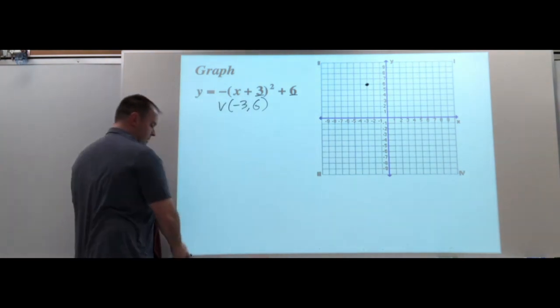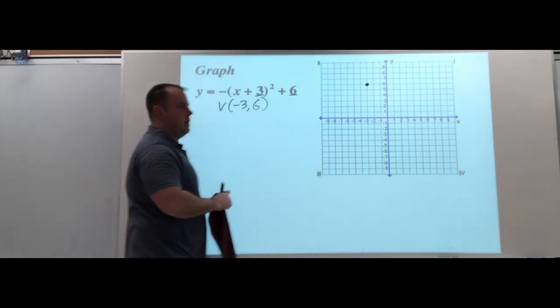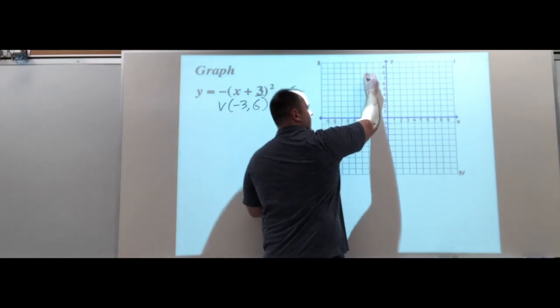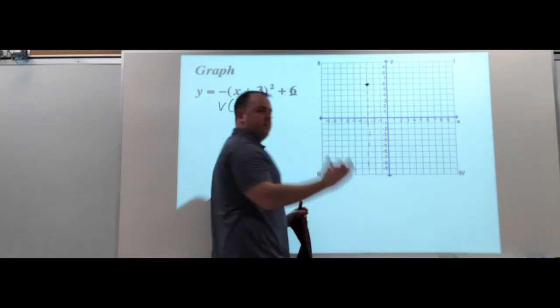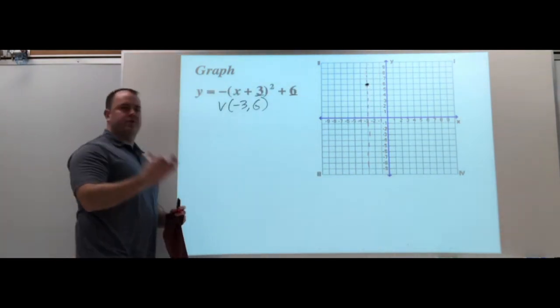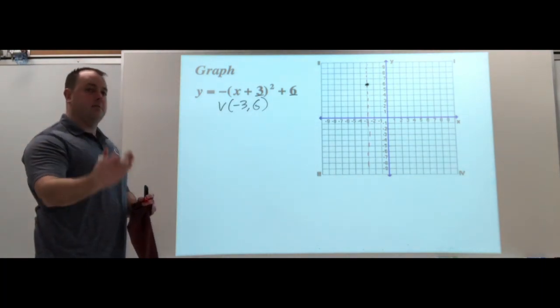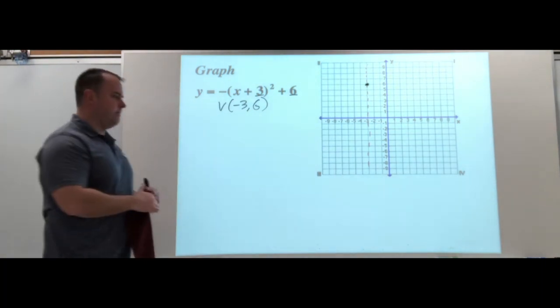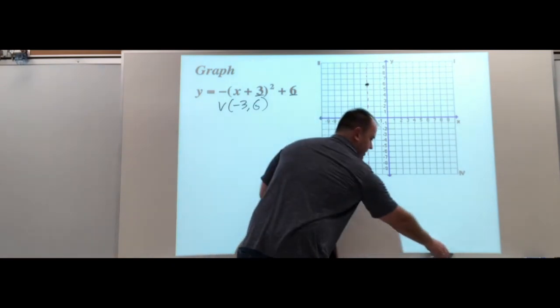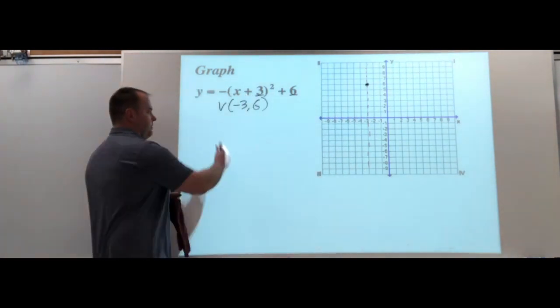We have the vertex labeled. I'm just going to make a small dashed line as our axis of symmetry. Remember, that's our mirror point. It's going to be symmetric. So whatever's on the left-hand side of that axis of symmetry, it's going to be the same thing on the right. Now, to get some more points, I'm going to make my XY table.